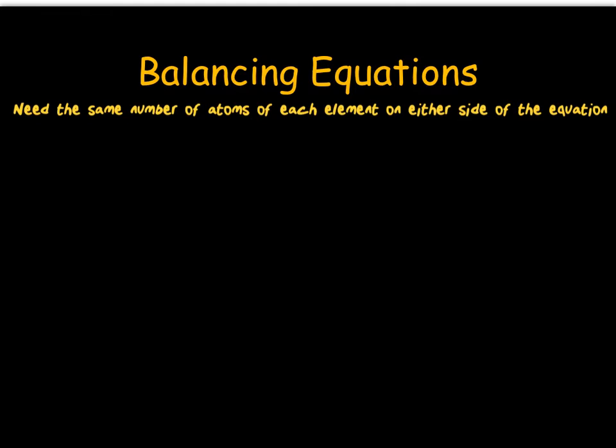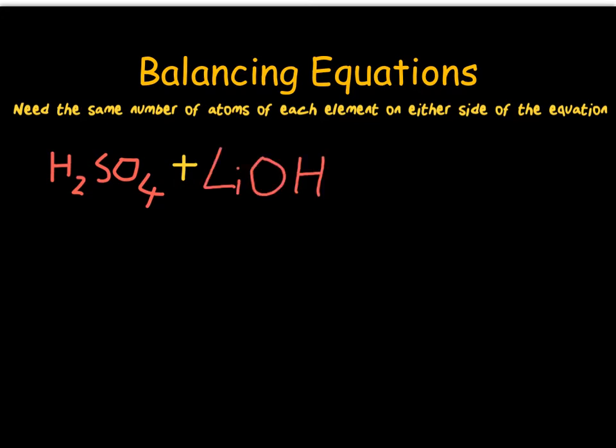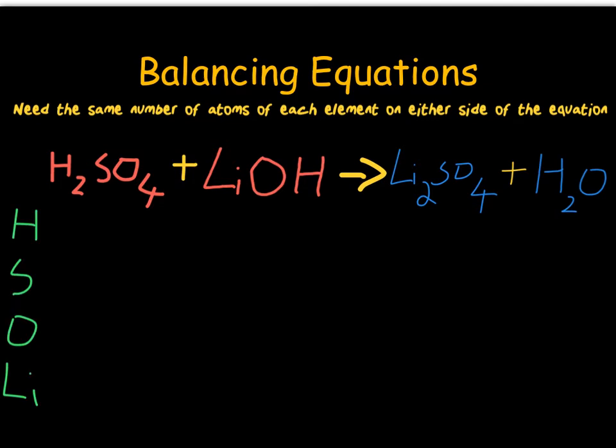We will look at the following equation. So we have sulfuric acid, which is H2SO4, and lithium hydroxide, which is LiOH. These will react to make water, H2O, and the salt lithium sulfate, Li2SO4. In order to first balance this, we need to work out the number of atoms of each element that we have. So we have 4 different elements present. We have hydrogen, we have sulfur, we have oxygen, and we have lithium.